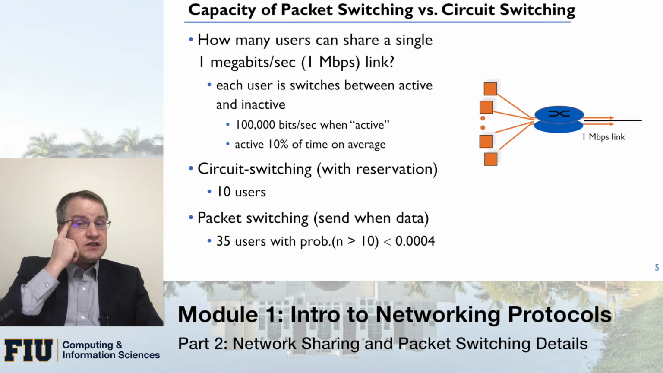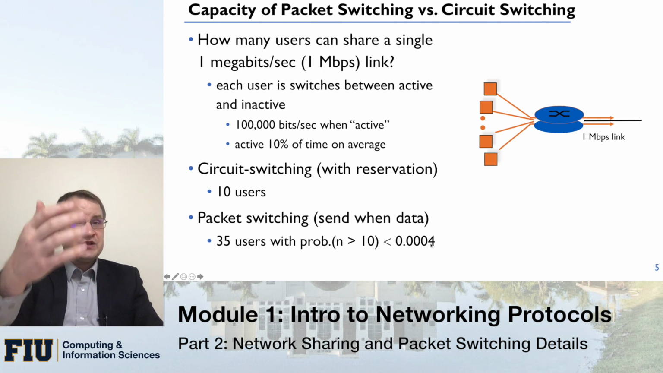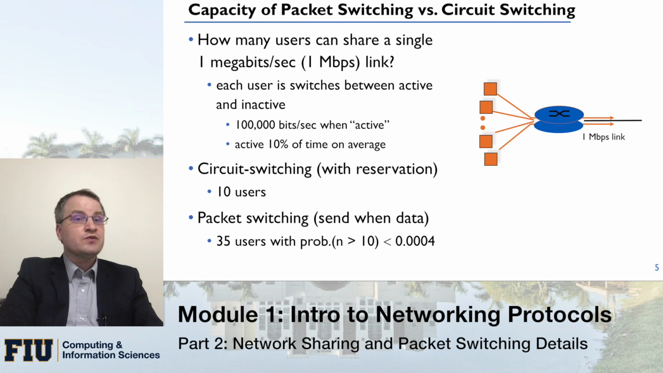For packet switching, things are getting a little bit fuzzier, because now we get into probabilities. With the 10% average, we can decide that there is a certain probability that the people are not going to be using the channel at the same time. So for example, with probability of more than 99%, we can easily share this link by 35 users, providing the same quality to each of the users.